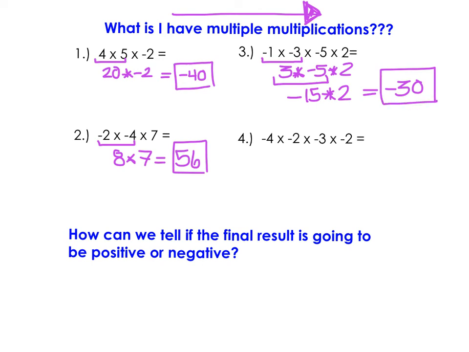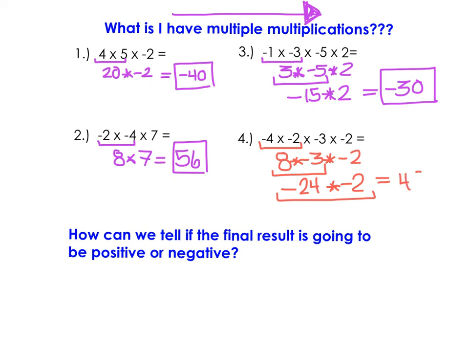Then if I move on to number 4, here we go from left to right again. So negative times a negative is a positive, so that gives me a positive 8. Then I have 8 times negative 3, so a positive times a negative is a negative. 8 groups of 3, if I draw that out and think that through, I find that 8 times 3 would give me 24. So there I have my negative 24. And then here I have a negative times a negative, which is going to result in a positive value. And 24 times 2 gives me 48.